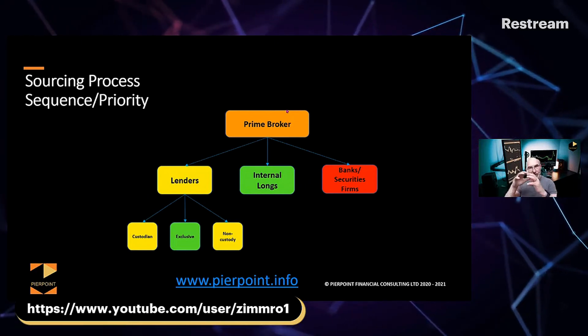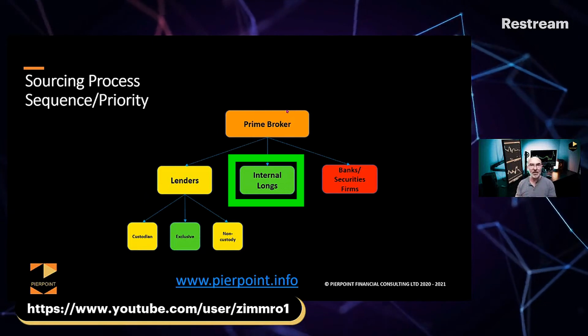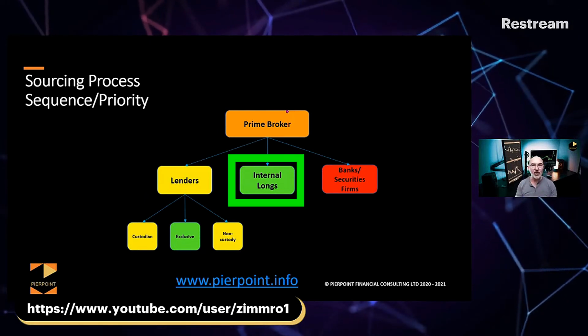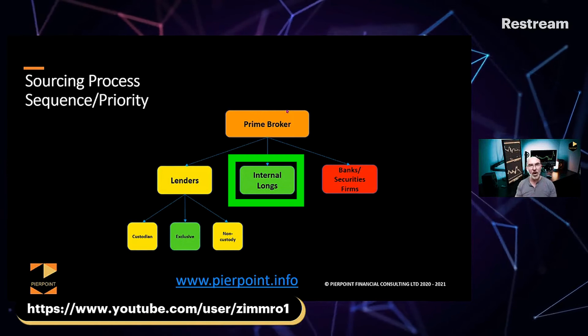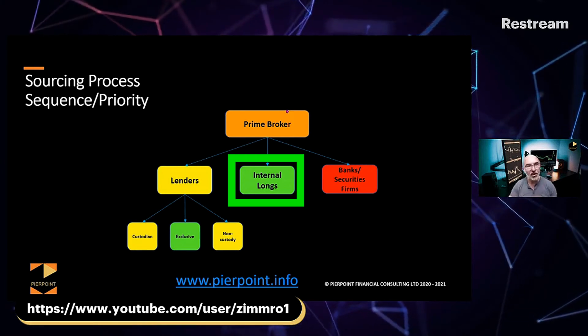Because the prime broker is sourcing this internally, economically, it's the best source. That's why I've got it green. That's the first place they will go to try and find shares.